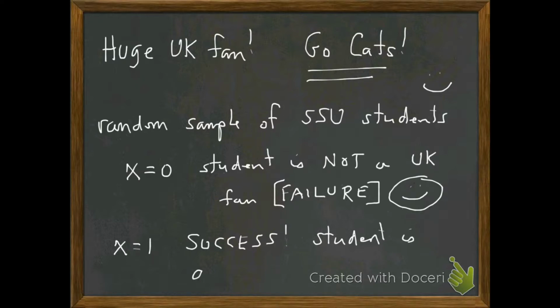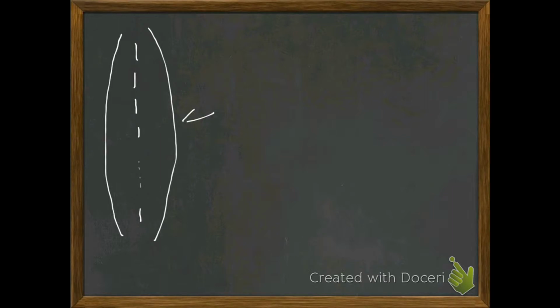Student is a UK fan. So, we're going to collect our data. And we call this the perfect vector.